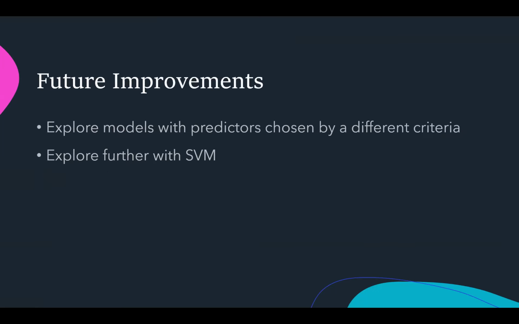Some future improvements that I think I'd make are to explore models by different criteria. Obviously I used AIC to pick what predictors I even used, so maybe exploring some different ways of picking predictors. And then also exploring SVM further, because I'm not entirely sure for what reason it would perform so much worse than the other models. Given more time, I'd like to look more into that. But that's all I got for my presentation. So thank you for listening, and I can take any questions now.